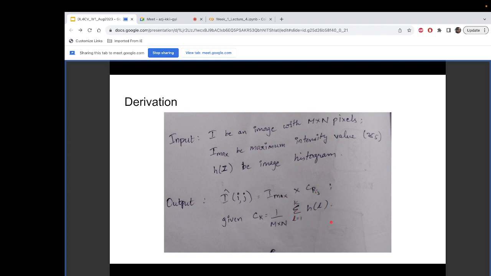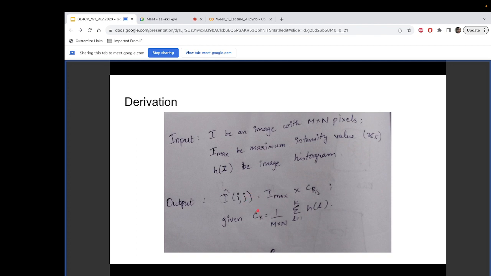And what is this summation? You start from the pixel value, maybe 1, up to a certain pixel value k. You keep adding all the histogram counts from 1 to k, and you normalize that summation with m cross n, and that gives you Ck for pixel intensity k. Suppose k equals something like 200 here.